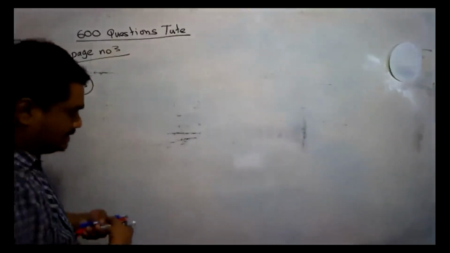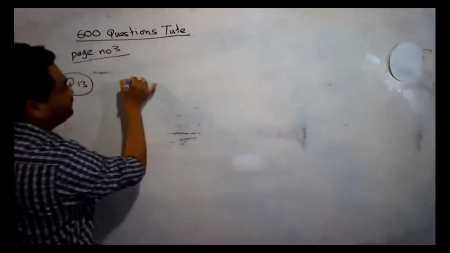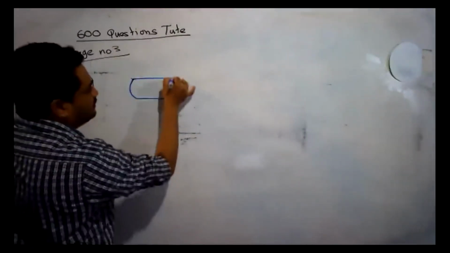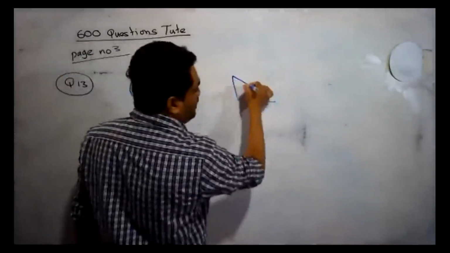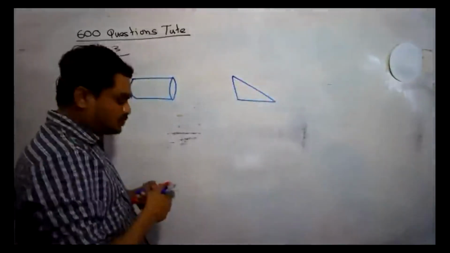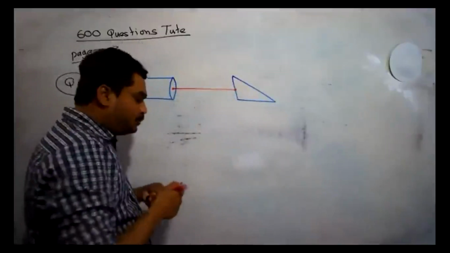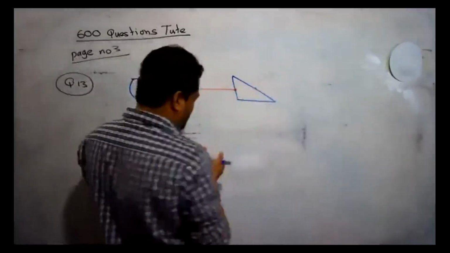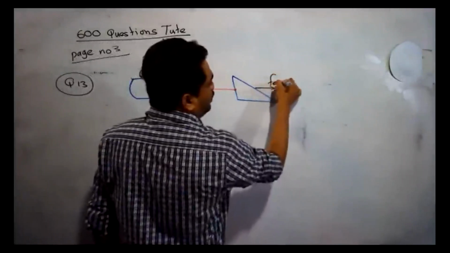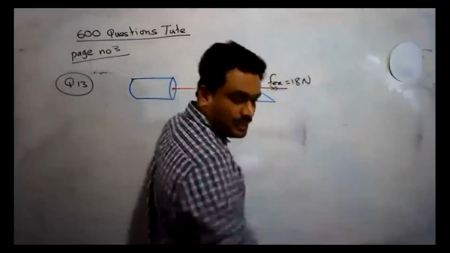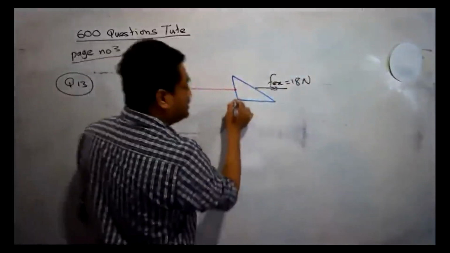They have given us two objects. Look at the board. They are connected by a light inextensible string, a massless, unstretchable string. They are connected like this. They are pulled on a horizontal surface by a horizontal external force of 18 Newton. The masses are given as 3 kilogram and 6 kilogram.